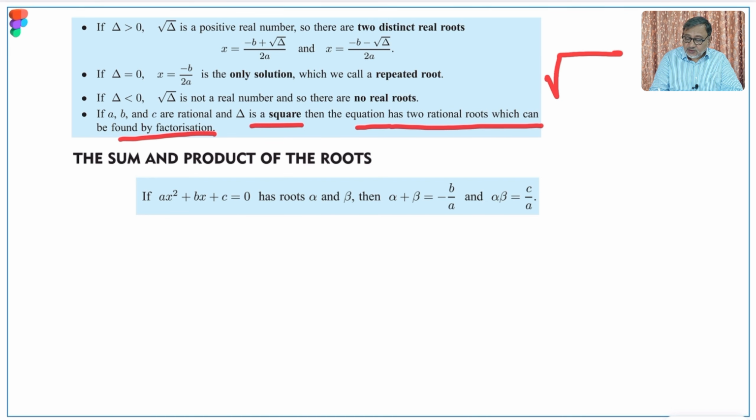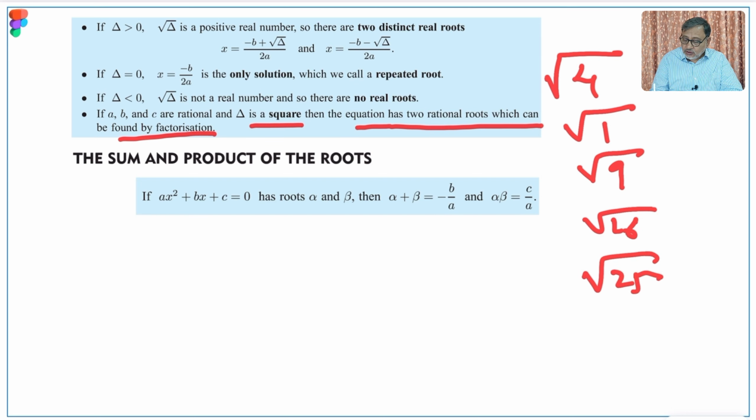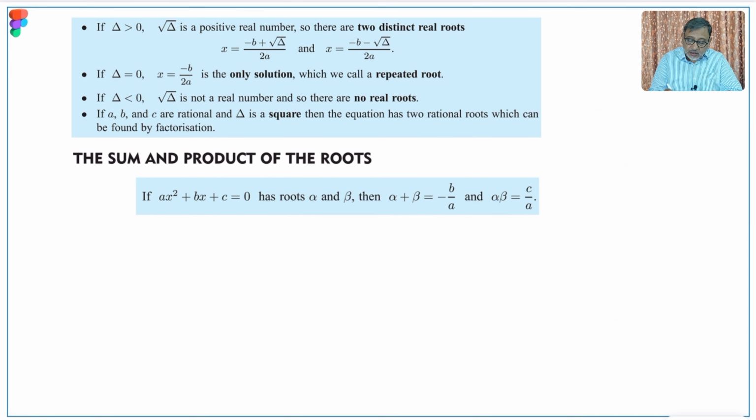I mean, if the square root is like 4, square root of 1, square root of 9, square root of 16, square root of 25 and so on, your two roots will be rational, right. It will not be irrational. Your two roots will be rational and unequal, meaning two different roots.